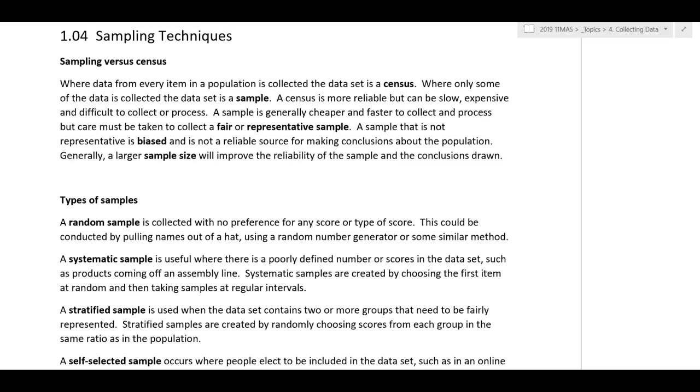So, first of all, two options. One, I've got a population. There are some elements within my population, whether they're people or products or something. But if I collect information from every person in that population, then I have a census.